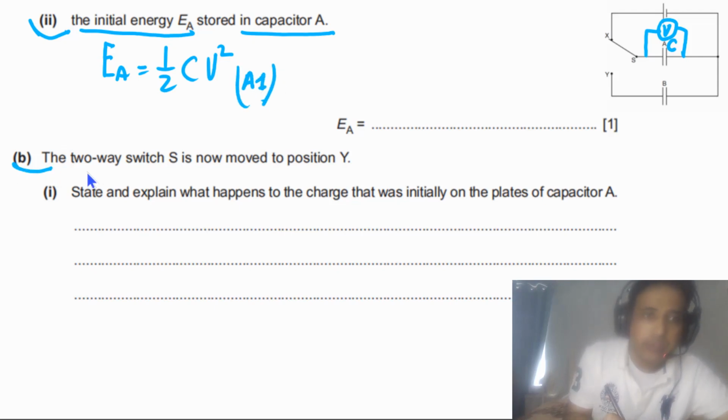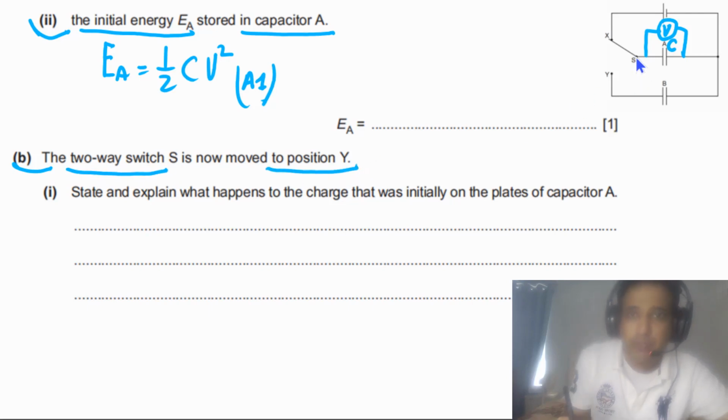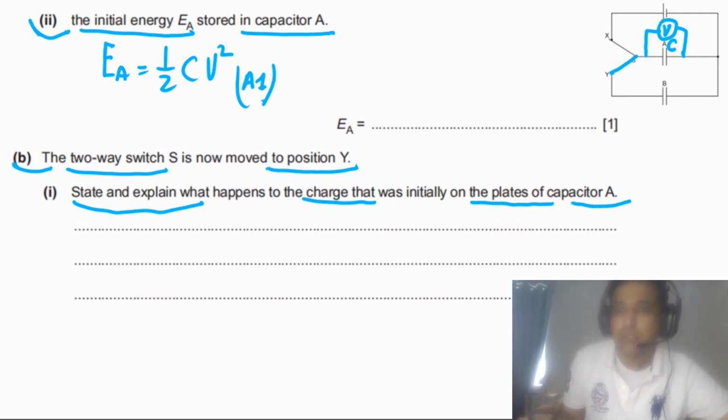For part B, it is given to us the two-way switch is now moved to position Y, meaning we move this one to this position. We need to state and explain what happens to the charge that was initially on the plates of capacitor A. So initially, if you look at capacitor A, it was connected with the positive terminal, so this plate of capacitor A will be positive and this plate will be negative.